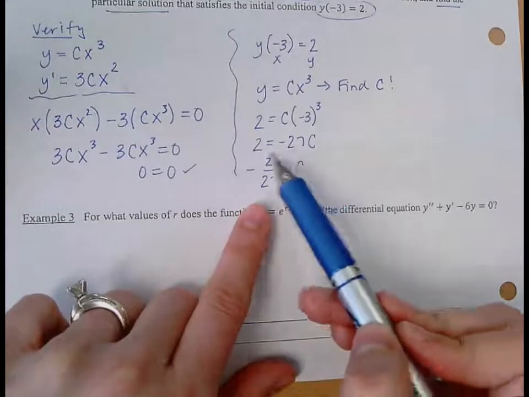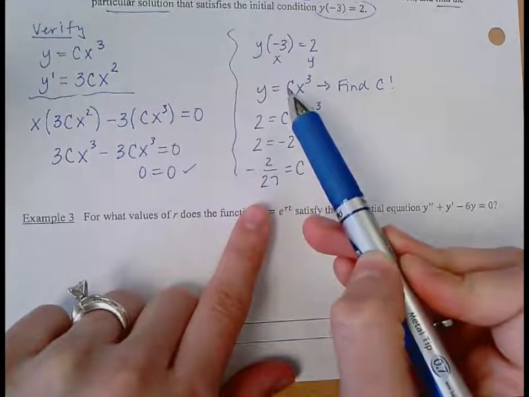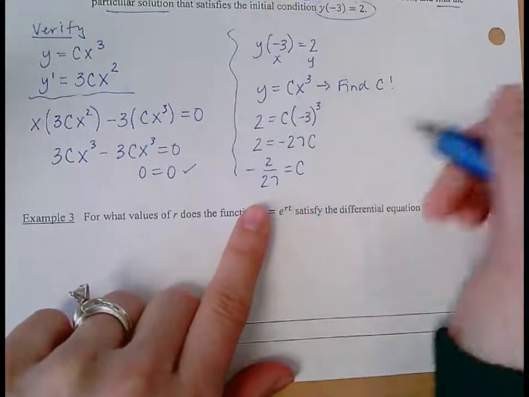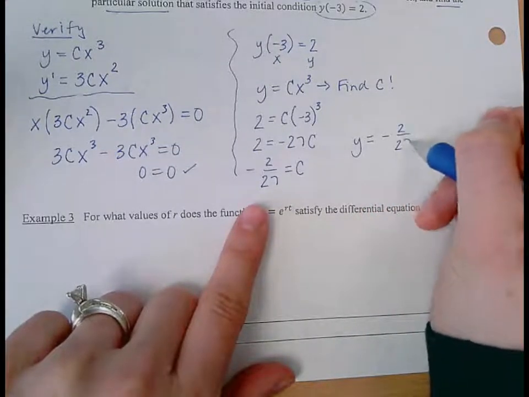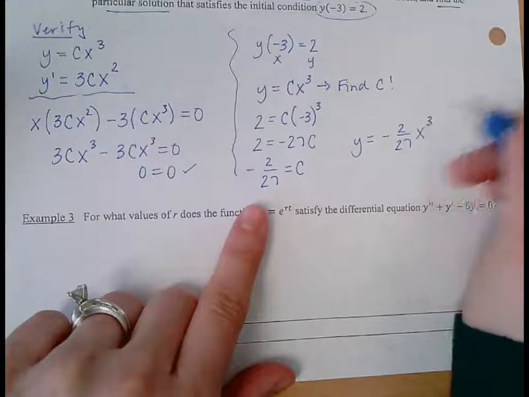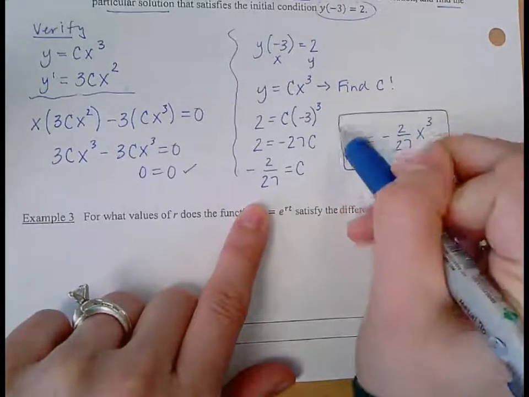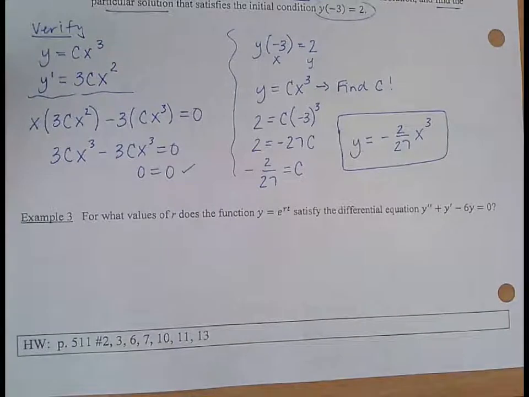And then you have to substitute that c value back into your general solution. So the particular solution is y equals -2/27 x cubed. So you've done problems like this. If you think back to 4.9 when you first learned antiderivatives, and then I gave you an initial condition, you had C's, sometimes you had D's you had to find, but you were substituting those coordinates in to get the constant values. That's what this is.